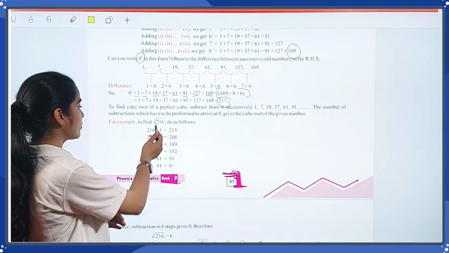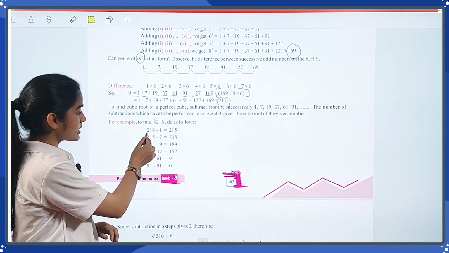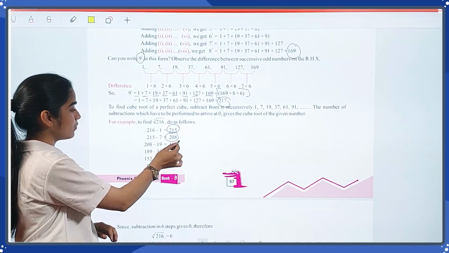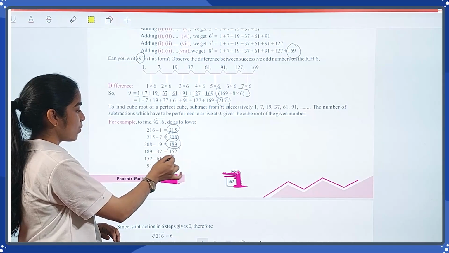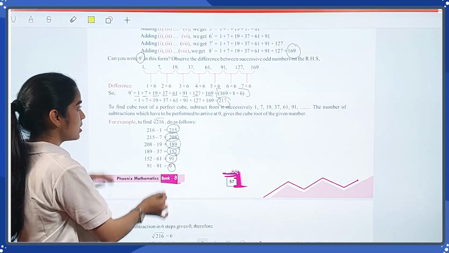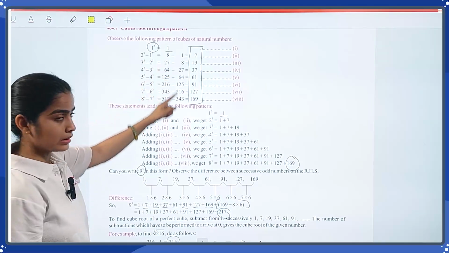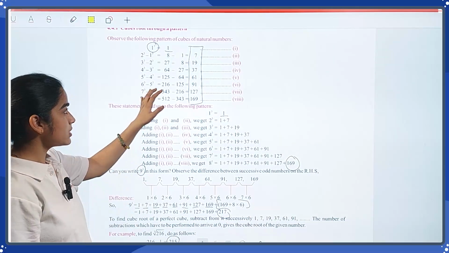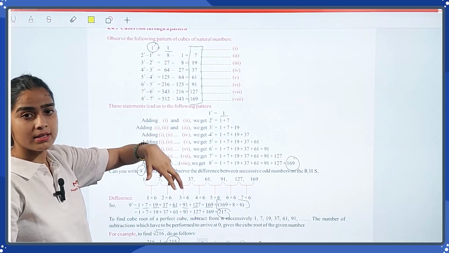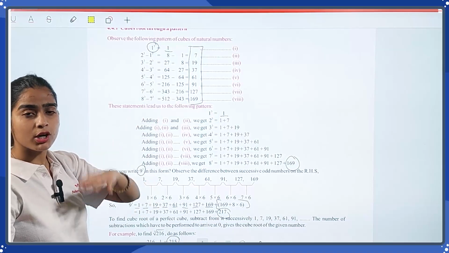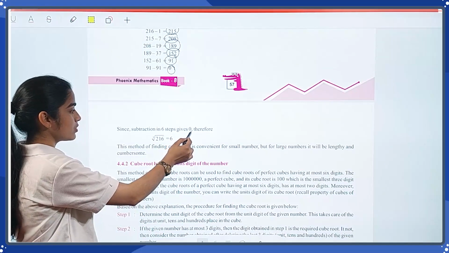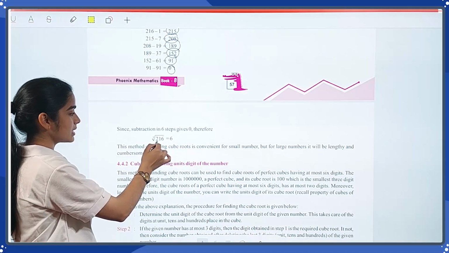Now for example, to find the cube root of 216: 216 minus 1, then your answer is 215, minus 7, 208, minus 19, 189, then 189 minus 37, 152, then 152 minus 61, 91, and then 91 minus 91 is 0. Students, you have to see this pattern and calculate according to this method. Continuously subtract from the given number 7, then from the end answer minus 19, and continue this process till you get 0. Now, since subtraction in 6 steps gives 0, therefore the cube root of 216 is 6.